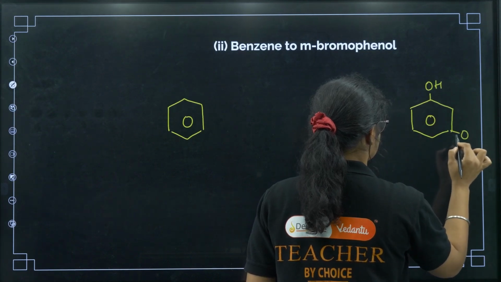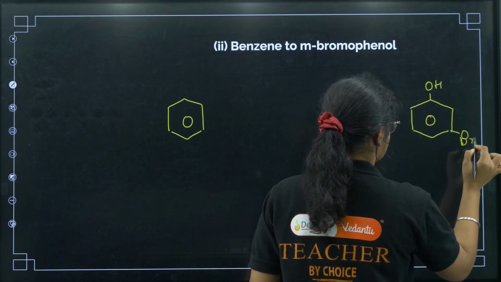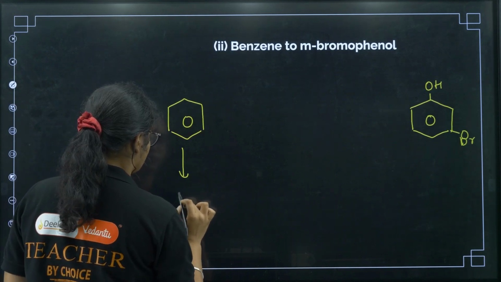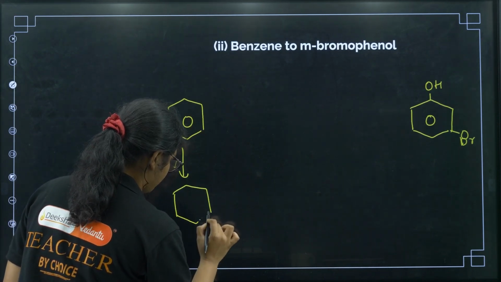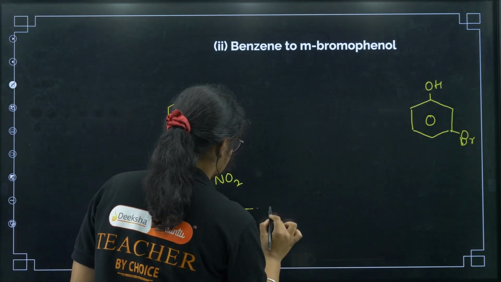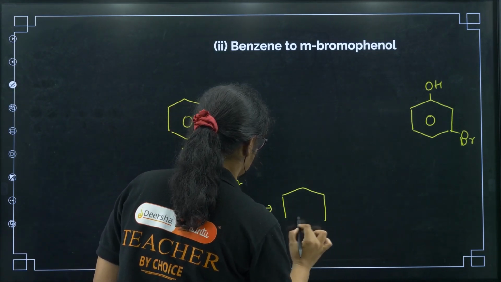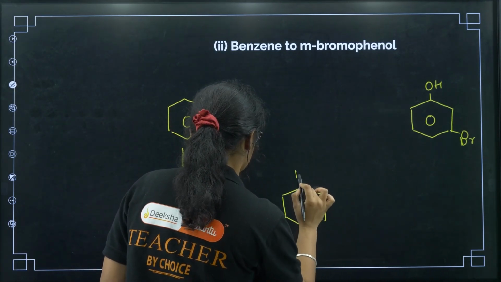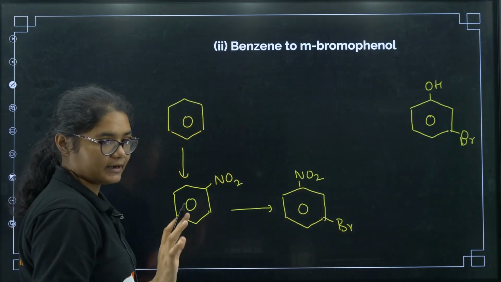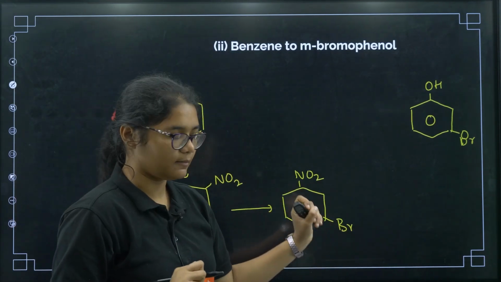Next question is benzene to meta-bromophenol. That is an interesting question here. So first what I'll do, I'll introduce a nitro group here. Once I introduce the nitro group, then I will introduce the bromine group. Why am I doing this? Because nitro is a meta directing group. So if you introduce bromine, it will come here.